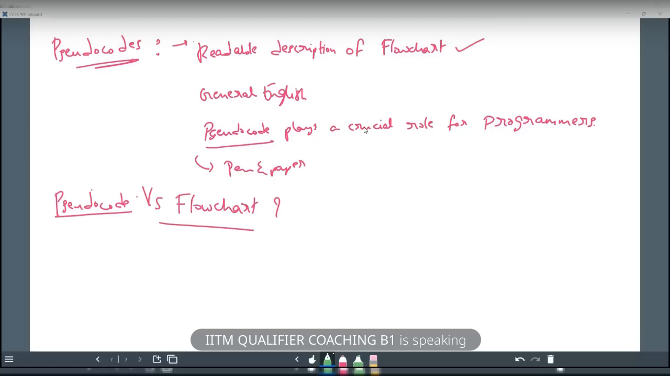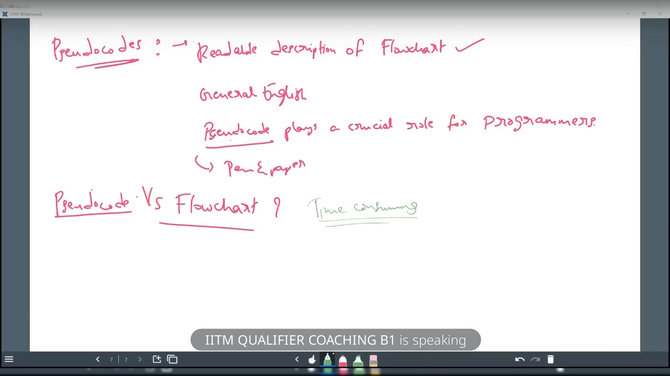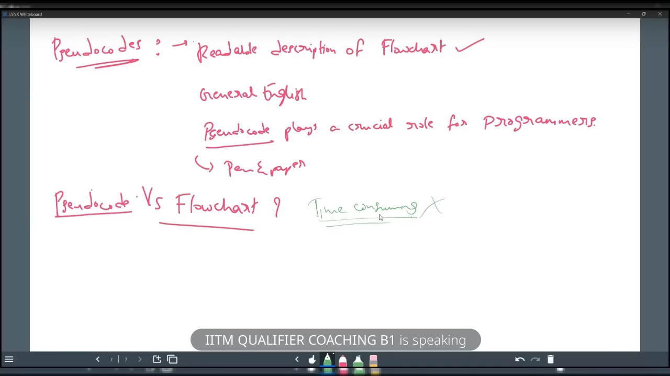Now I'll just tell you. A flowchart is very time consuming. My explanation with a flowchart took around 7 minutes, while I explained all of this within very few minutes or seconds, and you understood and got the same understanding. But while we dealt with the flowchart, it took more time. So one of the main limitations of a flowchart is that it is time consuming and laborious as well.